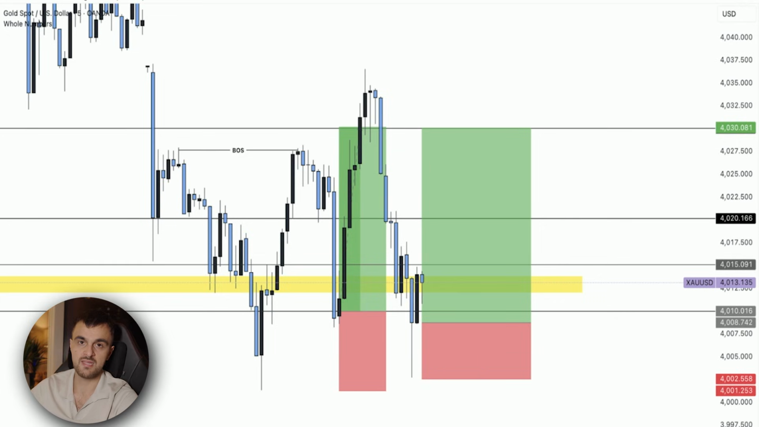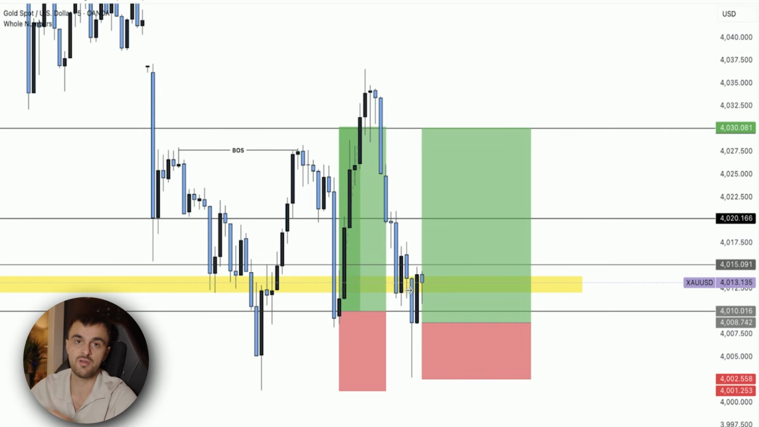Notice at $4,010, you get 5 minute rejection candlesticks right after you come down from the break of structure. There's a 5 minute rejection right there. I'll put my stop loss below the low. Second entry as well, there's a rejection candle right here as well happening.